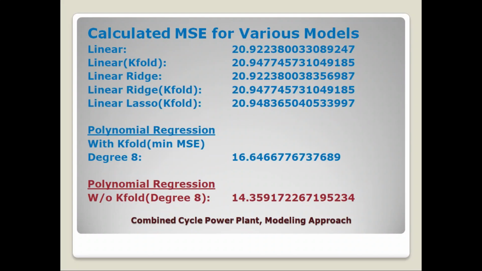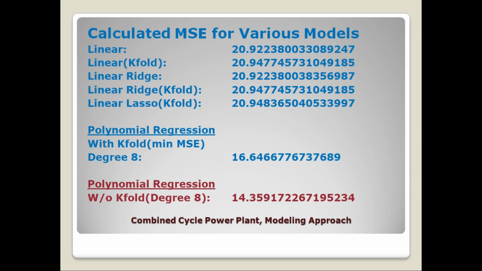Here we have printed out all the MSE values. You can see that the MSE value for linear regression without k-fold is 20.92 and a few more decimal values ahead. Linear regression with k-fold has a value of 20.9477 and a few more decimal values ahead. Ridge regression has an MSE value of 20.9223, ridge with k-fold has 20.947745, and lasso with k-fold has an MSE value of 20.9483 and a few more decimal values ahead.